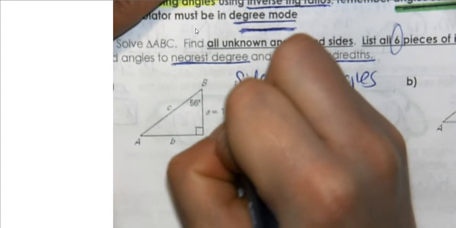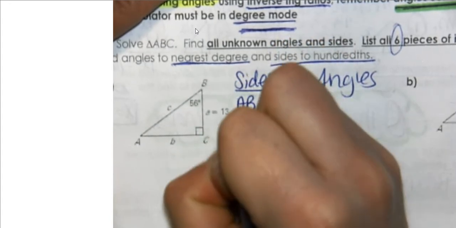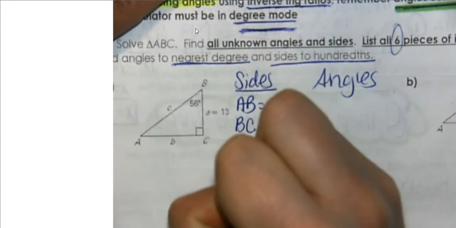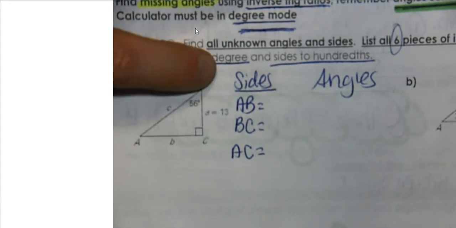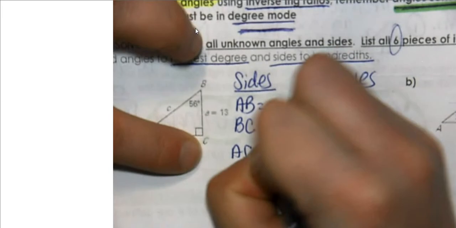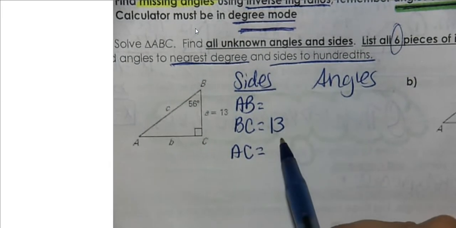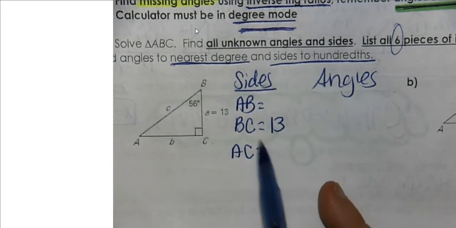Sides, we have side AB, we have side BC, and we have side AC. AB, I do not know yet. BC, I do know, it's 13. And AC, I do not know yet. So I have two sides that I need to find.